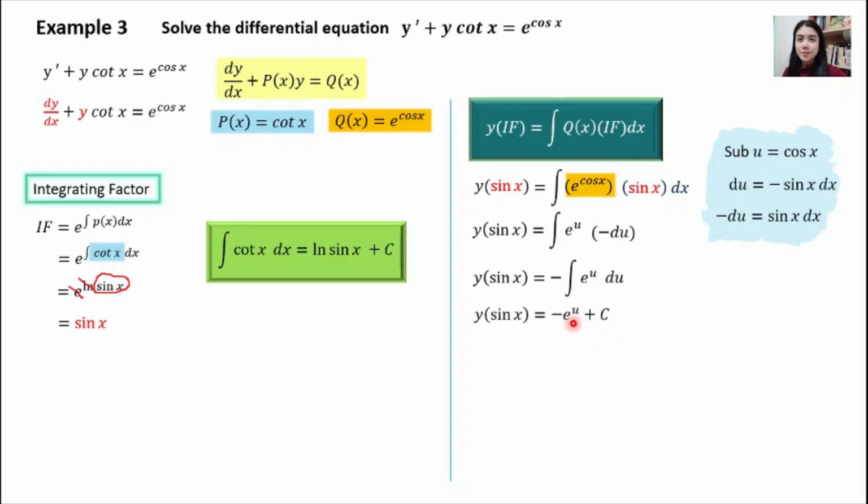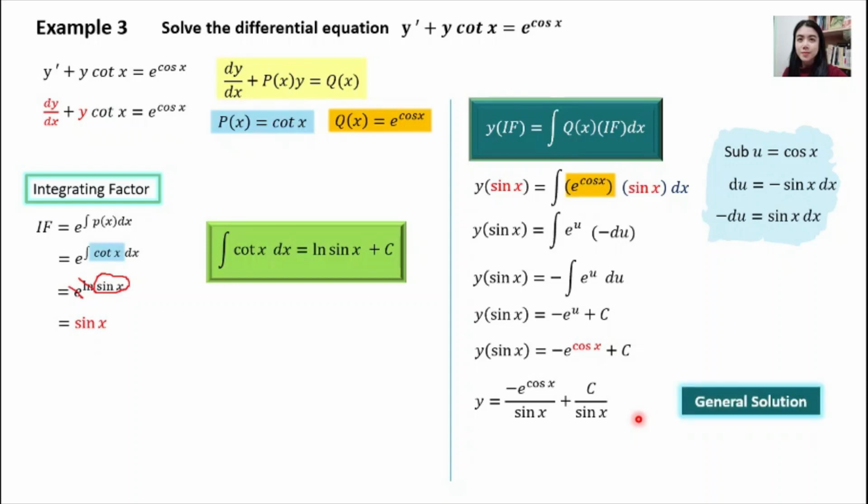The u here, you have to change back to cos x, because it's supposed to be in terms of x only. Then you have the next line. Do not leave your answer in this way, because your answer is supposed to have only y at the left hand side. So divide all of them by sine x. So this is what we have. This is the general solution for this example.